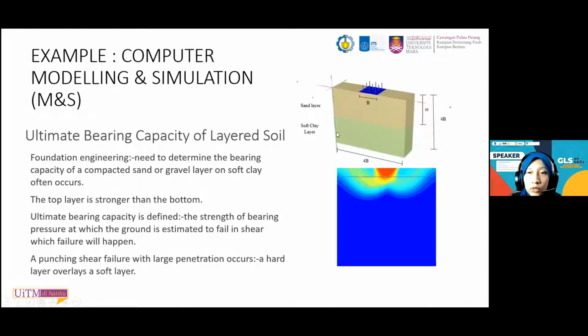So the bottom layer is a soft clay. So it's very weak in terms of the strength of the soil. And then the ultimate bearing capacity, by definition, is the bearing pressure at which the ground is estimated to fail in shear, which failure will happen.